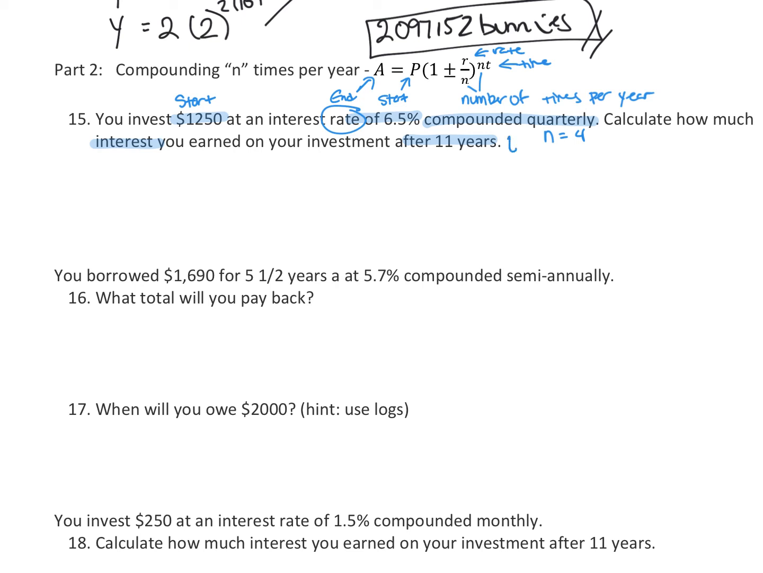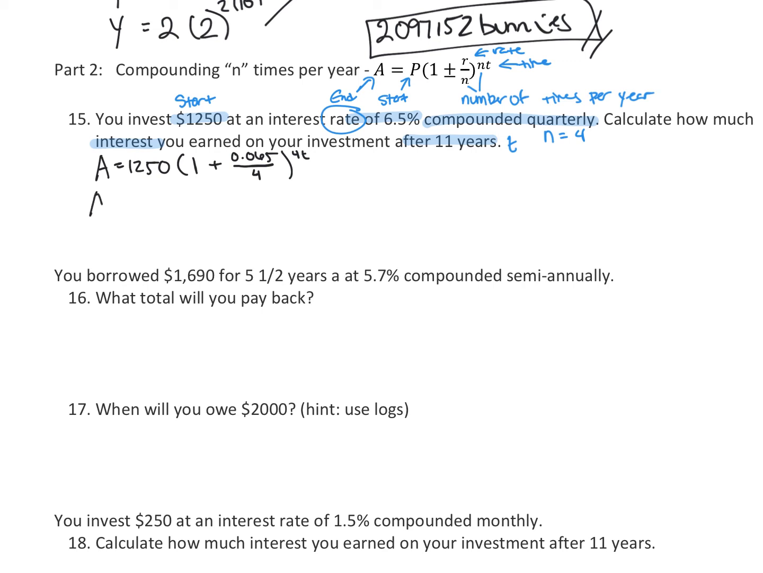Or at the time of t. So when I set up my equation, I'm going to have A is equal to my start amount times 1 plus the rate, 0.065, so it's the decimal version of the percent, divided by 4, to the power of 4t. So this is my whole equation. It's not super pretty, but that's okay.